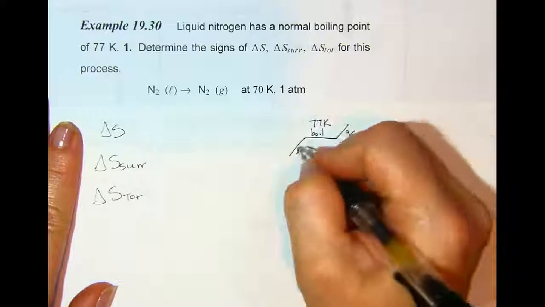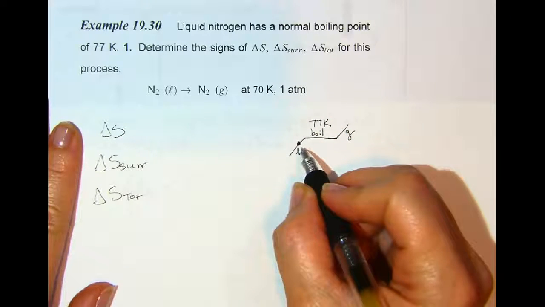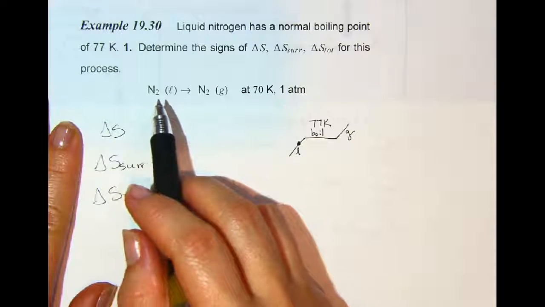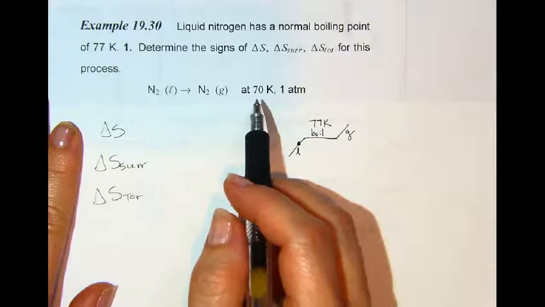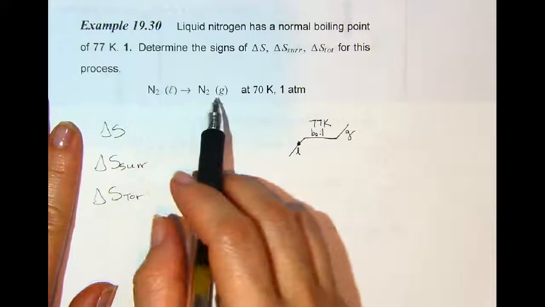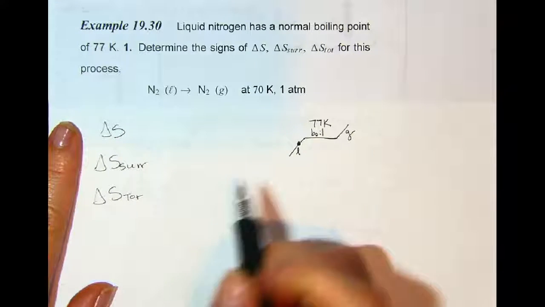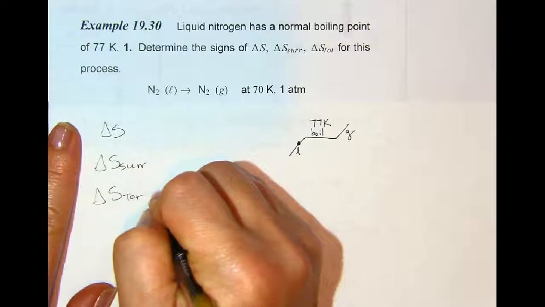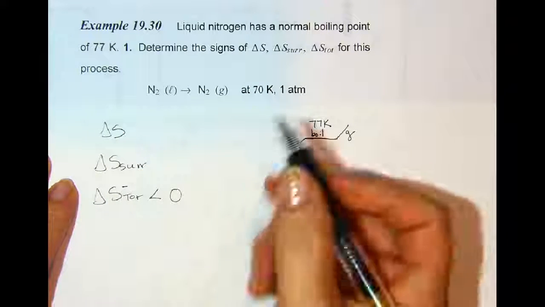However, we're given a temperature of 70 Kelvin, so it's below the boiling point. And so we can tell with that fact that the forward direction is not spontaneous at 70 Kelvin. It would be spontaneous if we were at 77, and even more so if we were above 77 Kelvin. So since it's not spontaneous in the forward direction, we're going to say the delta S total is less than 0 or a negative value.